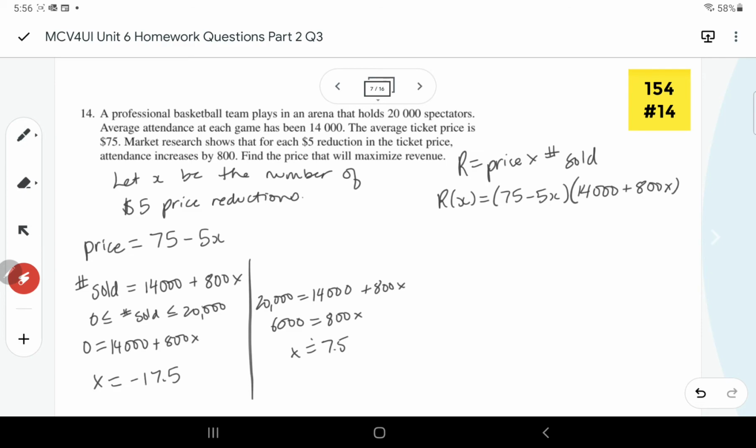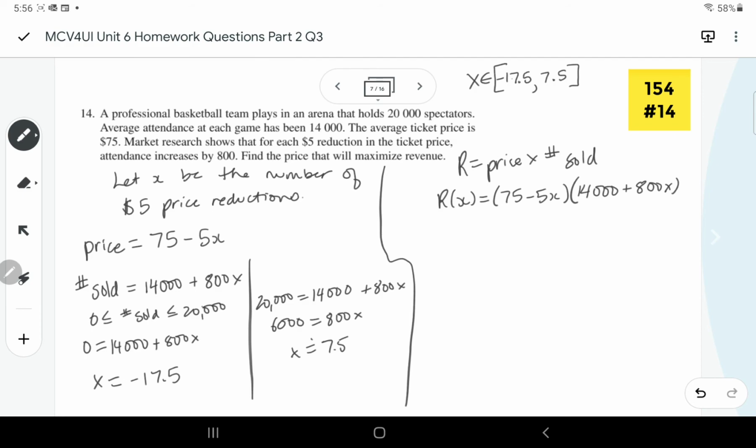So that's going to be our domain for x. x can be negative. We can include the negative 17.5, because x is not the number of tickets. You can't sell a negative number of tickets, but x is just how many times I'm increasing or decreasing the price. And that would just be a really big price increase because of the opposite sign. So x is going to be between negative 17.5 and 7.5.